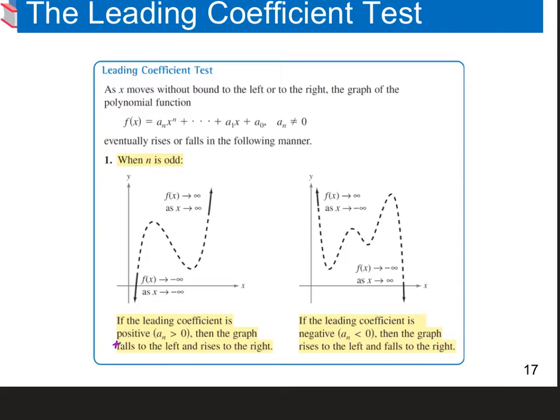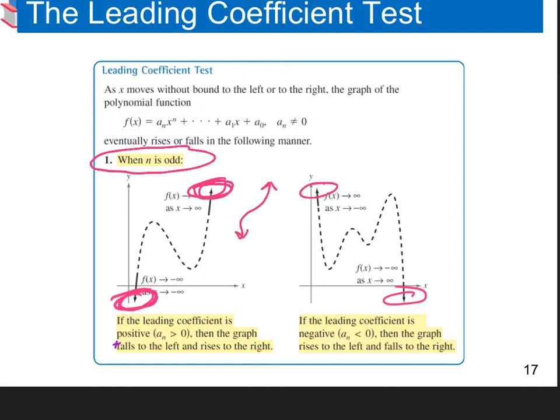When n, remember n is your highest exponent, is an odd number, your arrows will be going in opposite directions. Everybody see that? Yes. Okay, so whether the leading coefficient is positive or negative tells you what the end behavior is. If the leading coefficient is positive, the graph falls to the left and rises to the right. Think about a positive cubic function. We always read from left to right, so you look at the left-hand side first, then the right.